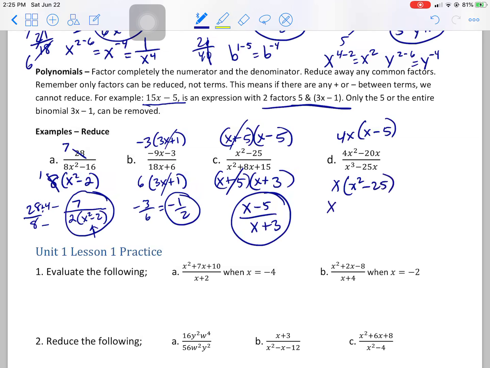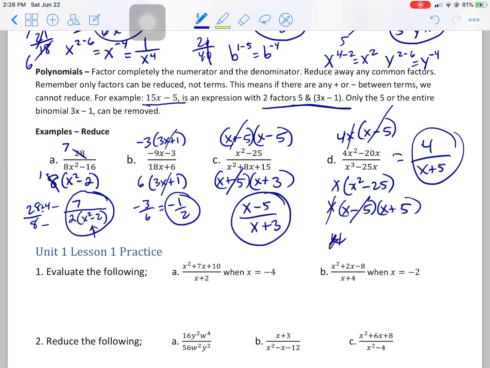Ooh, this one's tricky. I took out an x. That left me a perfect square minus a perfect square. So that means it factors some more. Plus and minus, or minus plus, doesn't matter the order. All right, so that comes out. That comes out. I should be changing the color of the pen, shouldn't I? Hang on. So that leaves here, let's write up here, 4 on top and x plus 5 on the bottom.